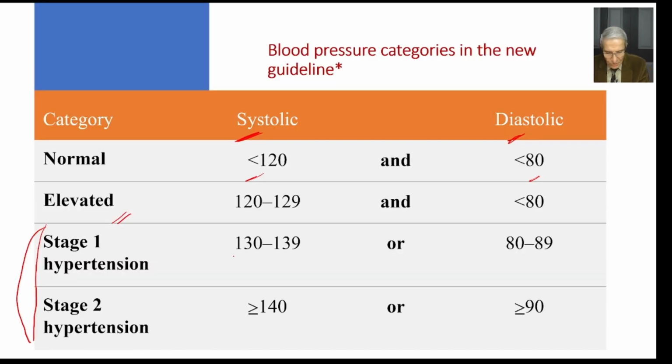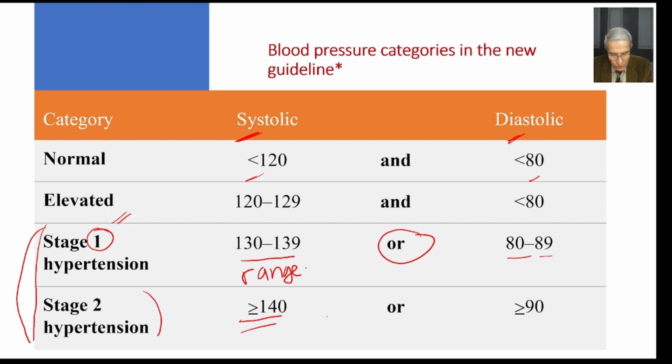Okay, stage 1 for hypertension, 130 to 139. You can see here we have the range: 130 to 139 for systolic or diastolic 80 to 89. So stage 1 hypertension is 130 to 139 for systolic or 80 to 89 for diastolic. Stage 2 hypertension is equal or above 140 or equal or above 90. So if the patient comes with one of these readings high, we consider it stage 1 or 2, depending on the situation.